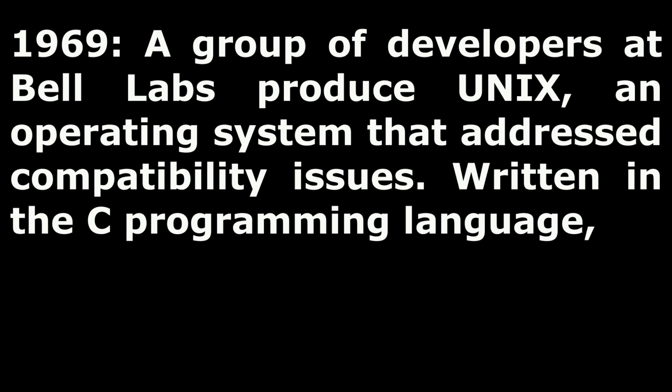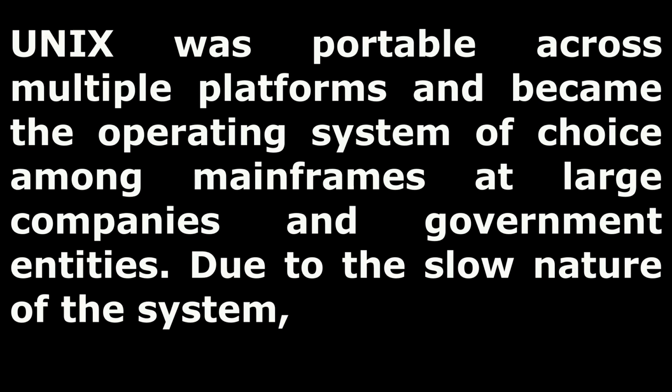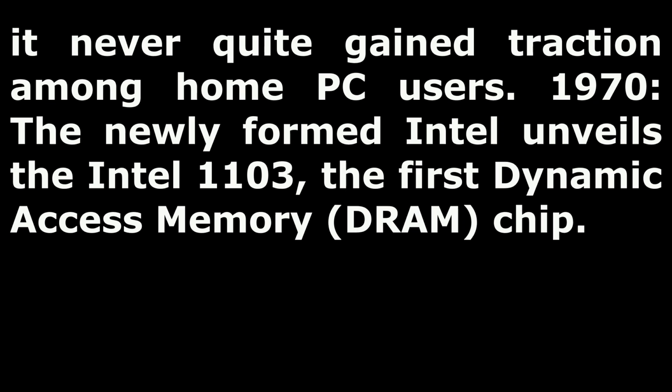1969, a group of developers at Bell Labs produce Unix, an operating system that addressed compatibility issues. Written in the C programming language, Unix was portable across multiple platforms and became the operating system of choice among mainframes at large companies and government entities. Due to the slow nature of the system, it never quite gained traction among home PC users.